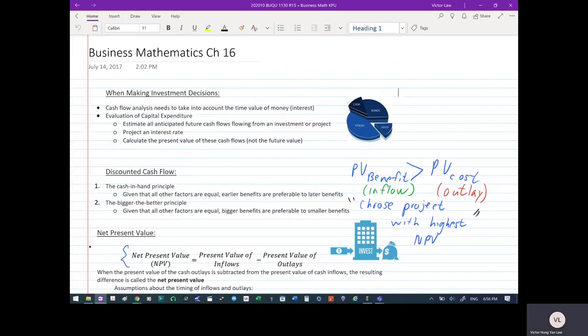Hello class, today we're going to learn about investment decision making. We're going to look at what criteria the firm uses to make decisions. And basically how a firm makes decisions is using NPV analysis, net present value analysis.